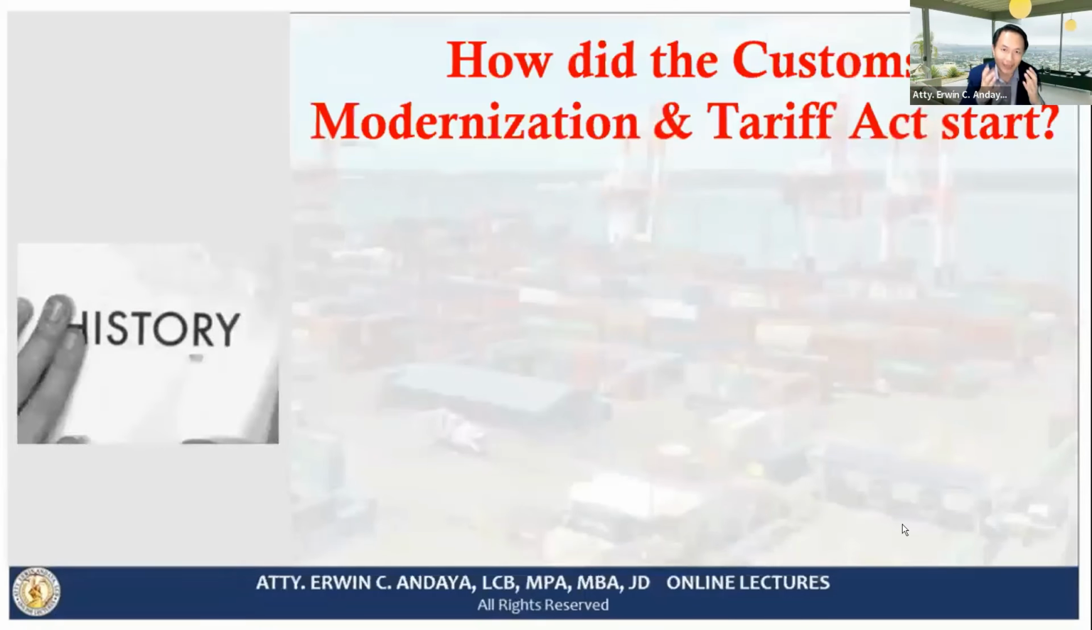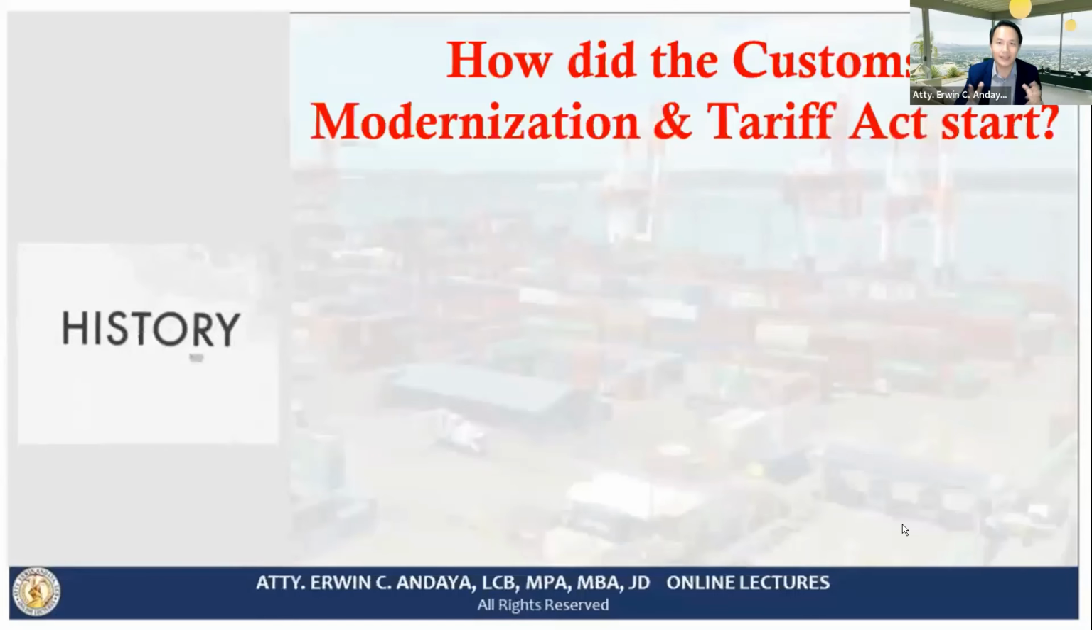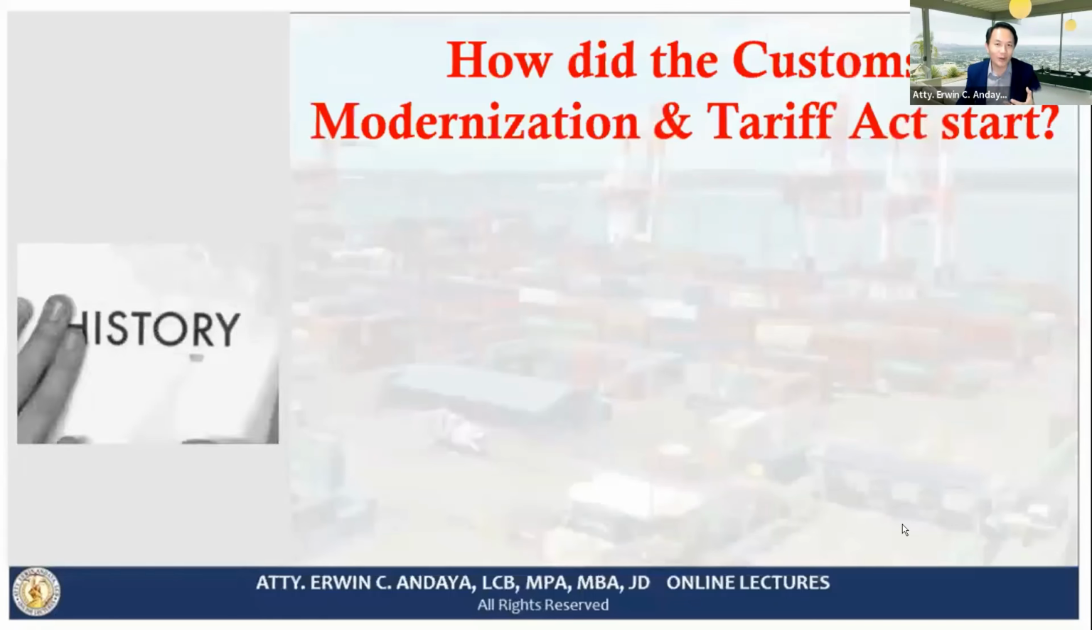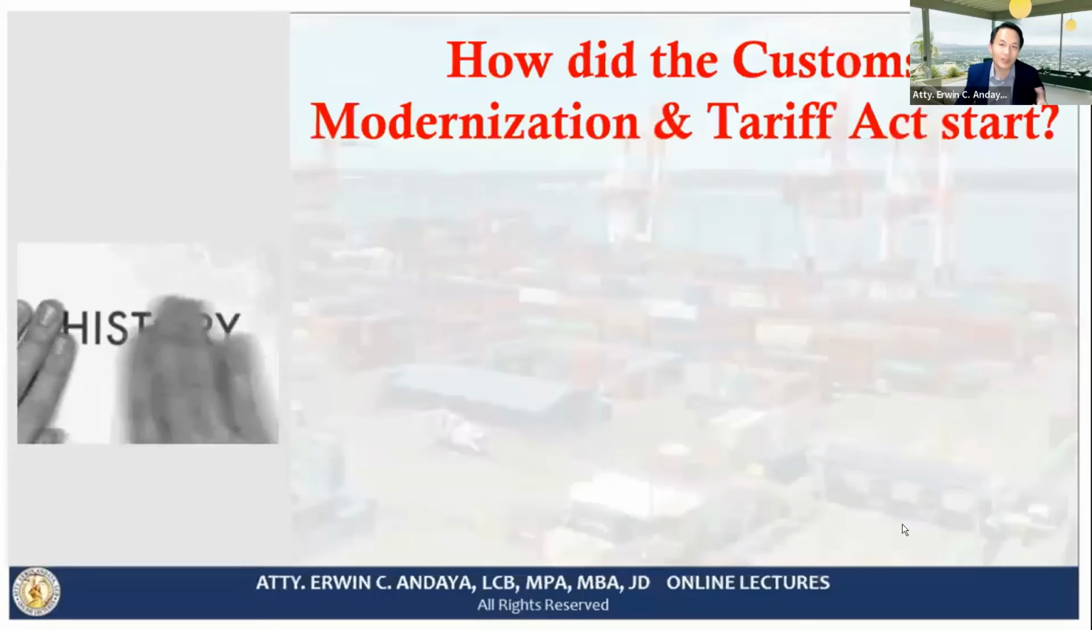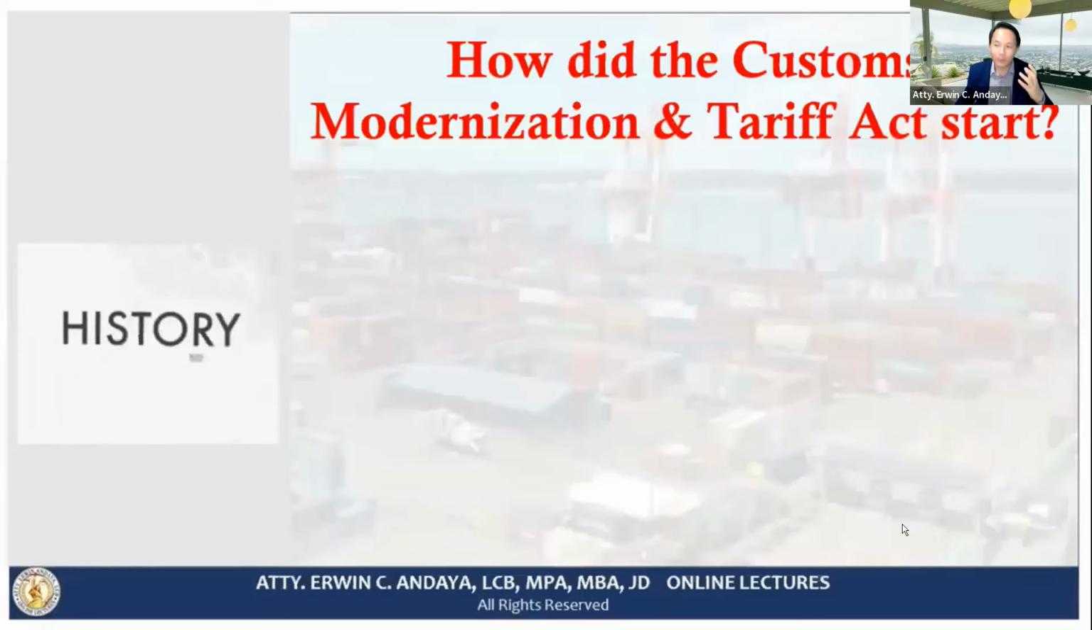We have to know the essentials. We have to know how the CMTA started. So the CMTA started, or the call for the passage of a new customs law was brought because of our international commitment with the World Trade Organization and the World Customs Organization. And that is because of the revised Kyoto Convention.